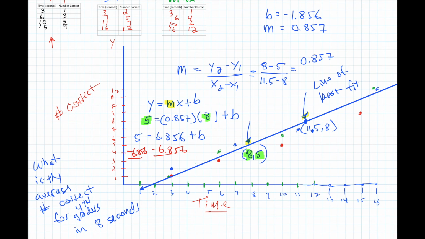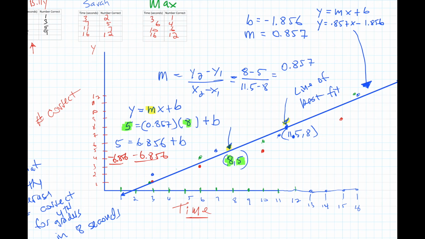And what was our m? 0.857. So now we can actually write down the equation of this line. Do you know what it is? All you do is you write down y equals mx plus b, and you leave y as y and x as x. All right, so what's the equation? Minus 1.856.